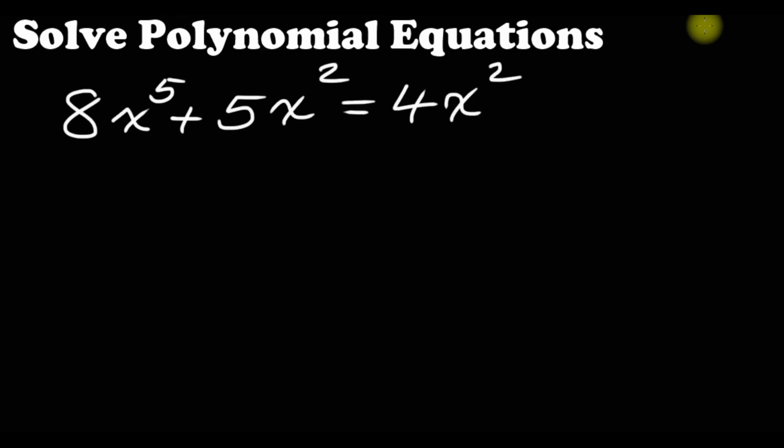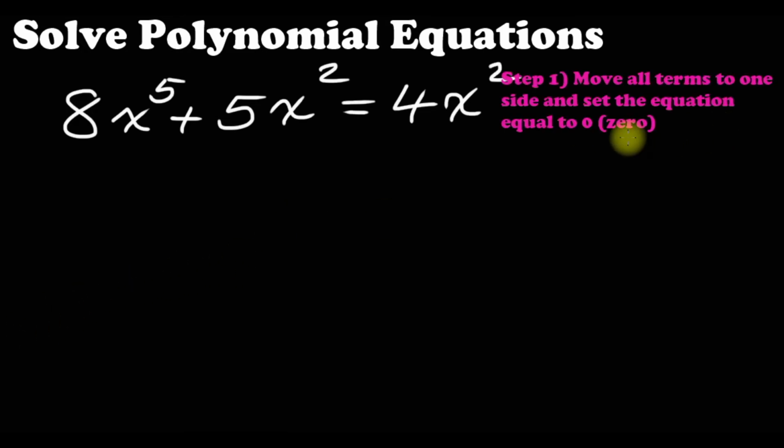Okay, let's take a look at another one here. Solve this polynomial. Okay, let's take a look at the procedure. So step 1 is to move all terms to one side and then set the equation equal to 0. So we have to get rid of the 4x squared. Do the opposite, so we would have to minus 4x squared. If you do it to the right, you got to do it to the left hand side, minus 4x squared.